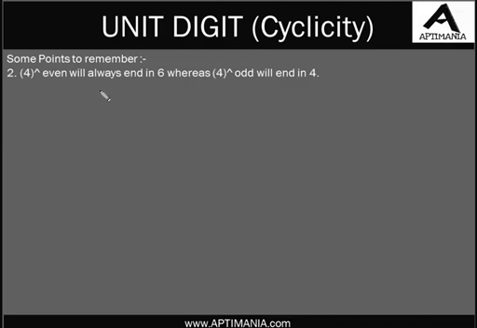Moving to the next point. 4 raised to an even power will always end in 6, whereas 4 raised to an odd power will always end in 4. Suppose we have the number 87644 raised to the power 298, right? Now, whenever we need to calculate the unit digit, we need not bother about the tens digit and the other digits. We just need to focus on the unit digit of that number. So our question is basically 4 raised to the power 498, right?